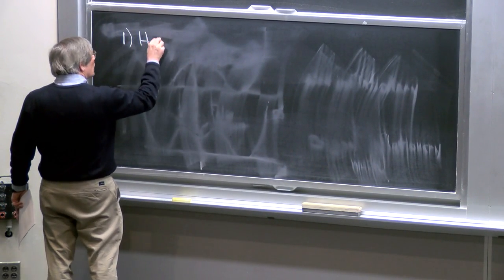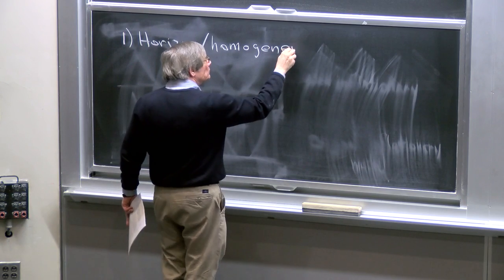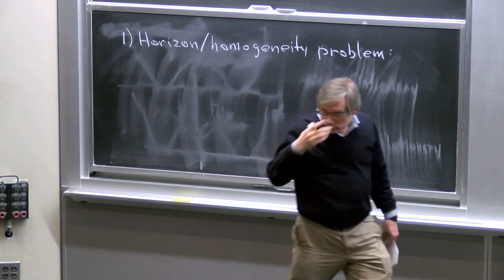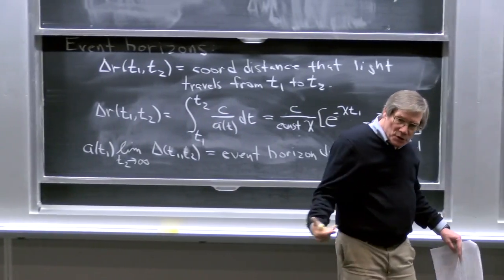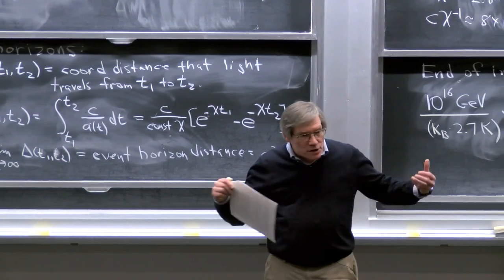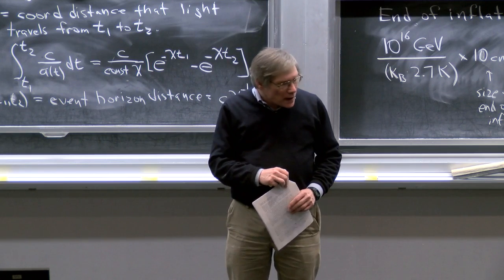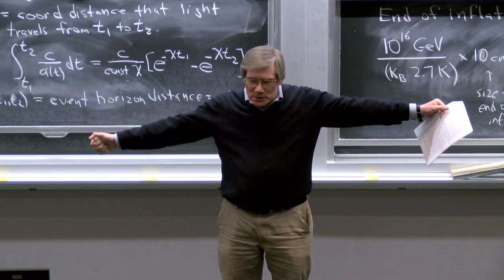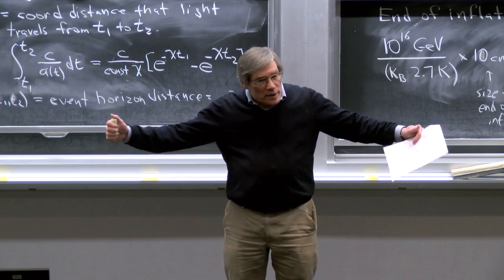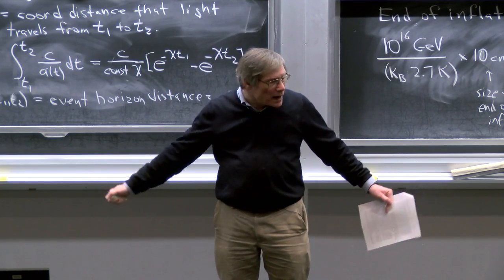First, we had the horizon/homogeneity problem. Remember, that could be stated as the problem that the early universe expanded so fast that the different pieces of it did not have time to talk to each other. And in particular, when the cosmic microwave background was released, points at opposite sides of the universe were separated from each other by about maybe 50 horizon distances, we calculated. And that means there's no way they could have communicated with each other, and therefore no way we could explain how they turned out to have the same temperature at the same time.